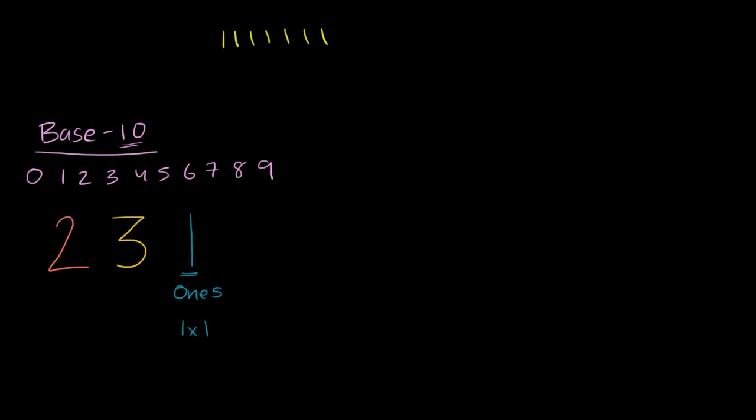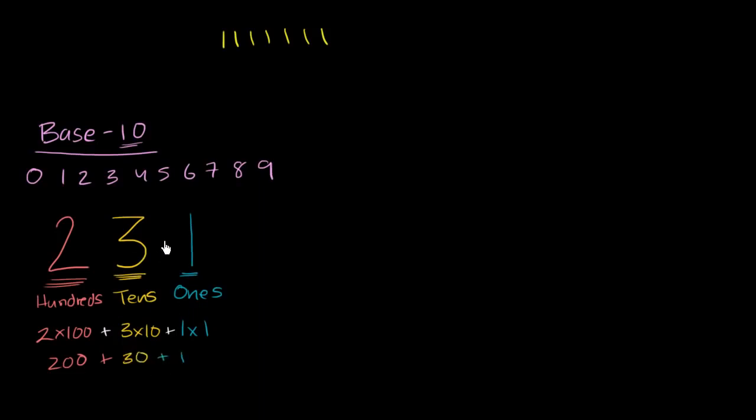This right over here is in the tens place. This 3 here literally means 3 tens. And this 2 here is in the hundreds place, and so this represents 2 hundreds. And you add them together. And once again, I'm still thinking in base 10, you'd get 231. This is 2 hundreds plus 3 tens plus 1.